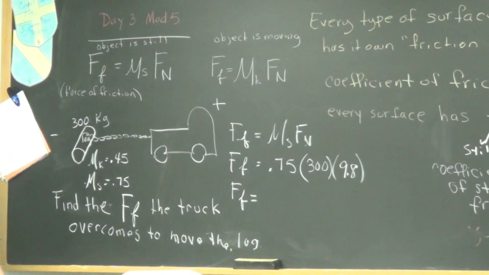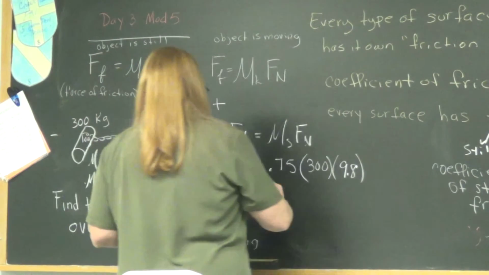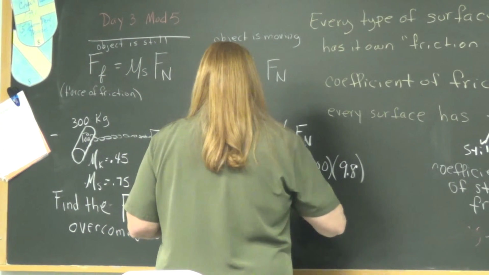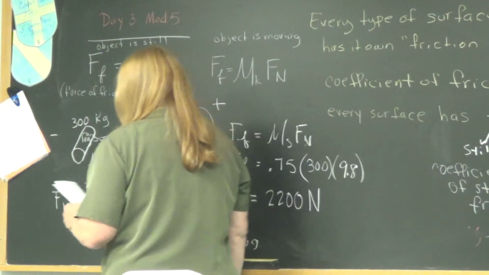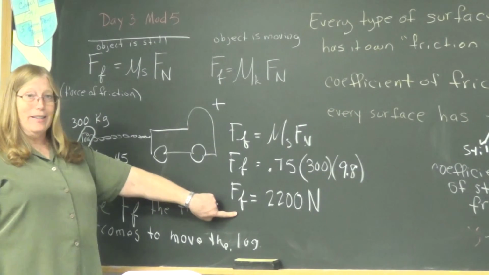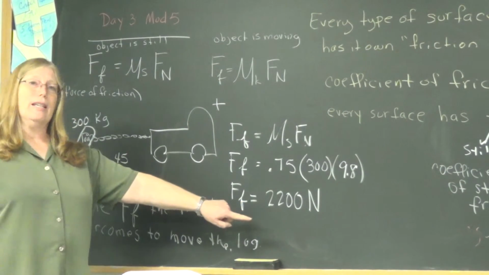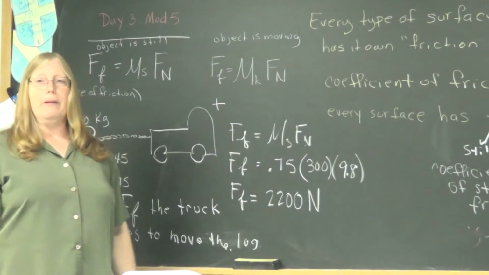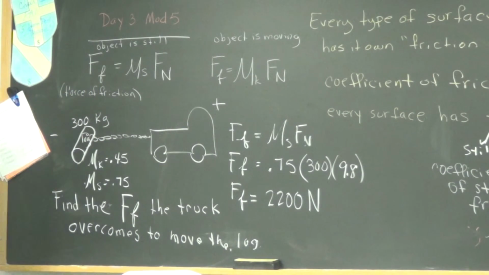What is that number? Anyone got it? 2,205. That's right. All right, 2 sig figs. So force is in pounds or newtons. What units do we use? Since friction is a force, it's either going to be newtons in metric or pounds in America, the English units. So force of friction is 2200 N.